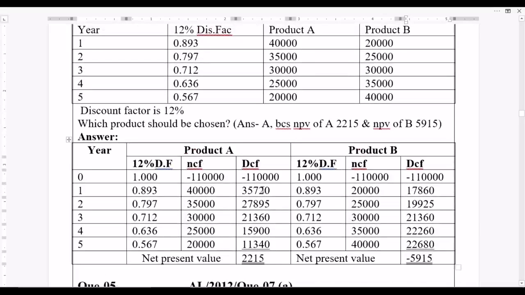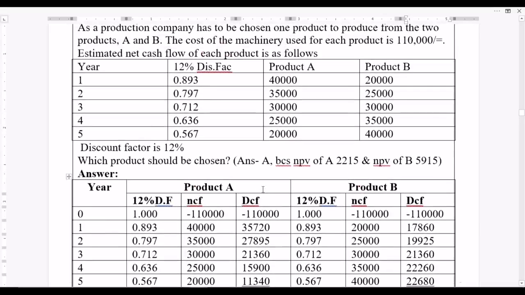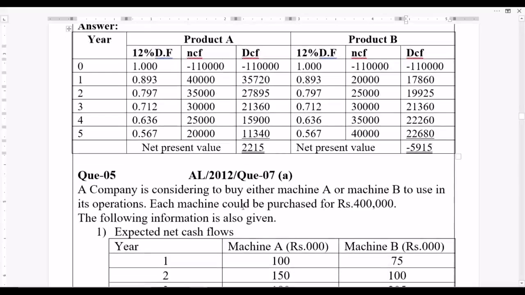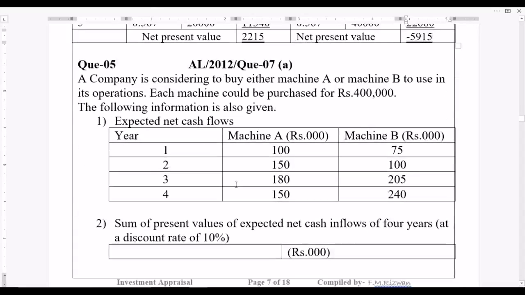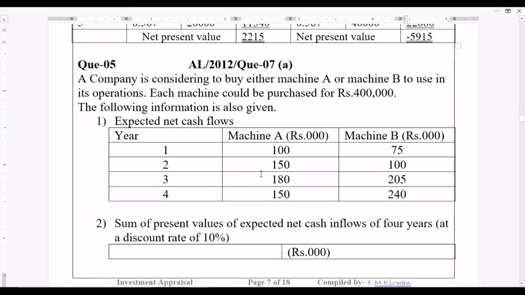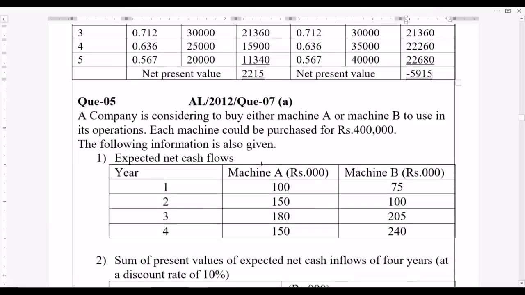I explained the basic things in the net present value calculation. I think now you would understand it, right? With this understanding, you should try the past paper questions. The answers are there in the past paper. You do the question and check with the answer.